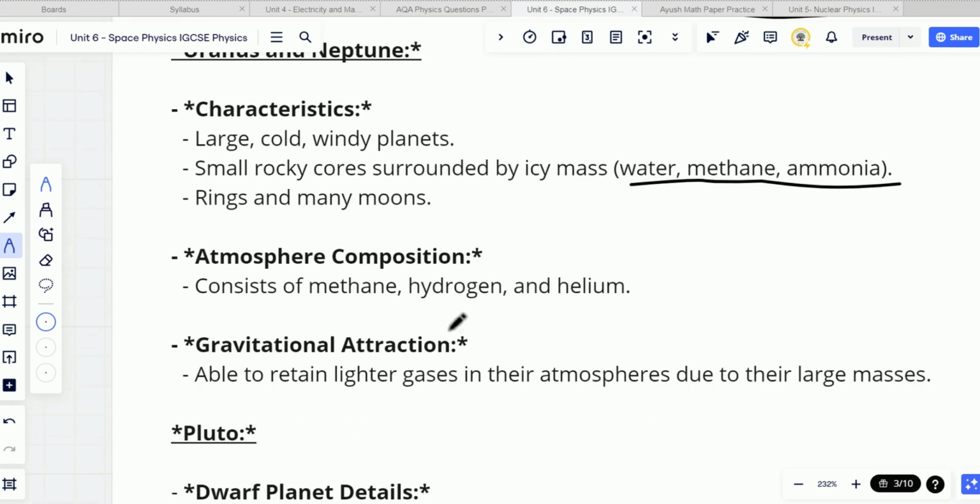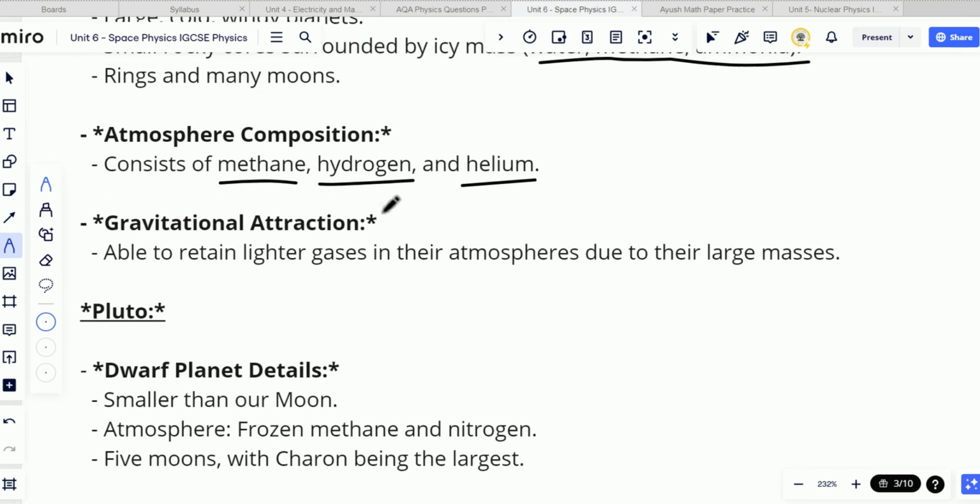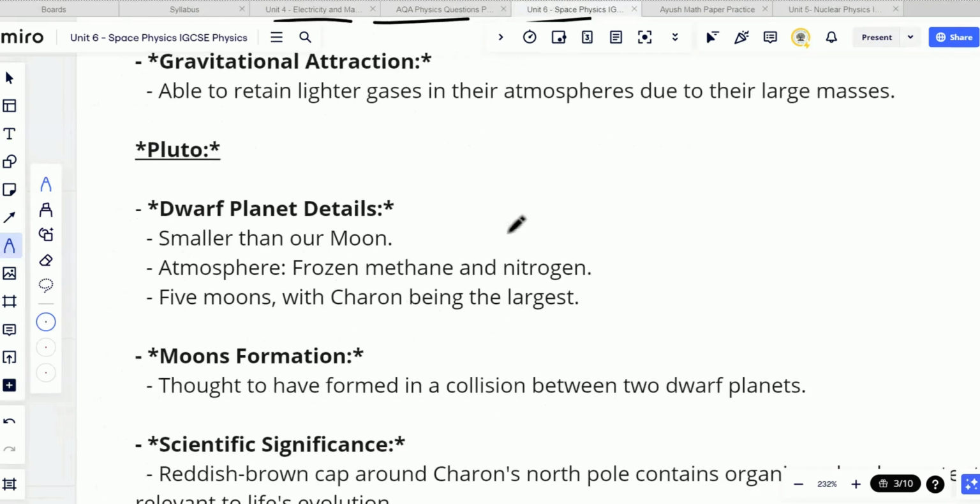So the atmosphere of Uranus and Neptune consists of methane, hydrogen, and helium. You need to remember this. Then the gravitational attraction: they both are able to retain lighter gases in the atmosphere due to their large masses. So all these three gases are very light, right? Methane is what? CH4, and then we got hydrogen, that's H2, and then helium.